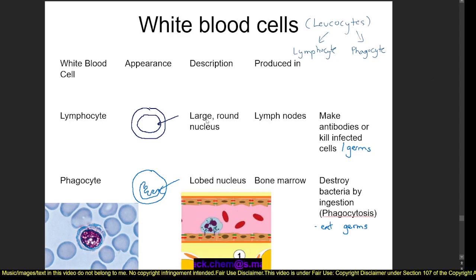Lymphocytes are made in lymph nodes. You can read up about lymph nodes on your own. Right, so you can do some research if you would like. And I'll mention that the phagocytes are not produced in lymph nodes, but they're made in bone marrow.